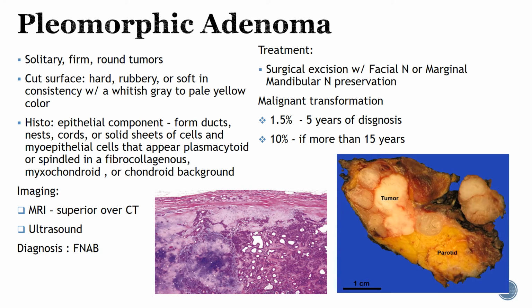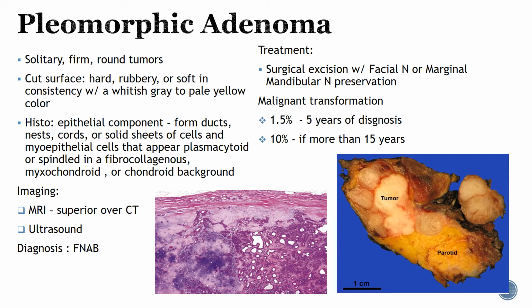Pathologically, pleomorphic adenomas are solitary firm brown tumors. The cut surface is characteristically solid and may be hard, rubbery, or soft in consistency, with a whitish gray to pale yellow color. Pleomorphic adenoma of the major salivary glands is encapsulated, although the capsule varies in thickness and completeness, whereas pleomorphic adenoma of the minor salivary glands is usually unencapsulated.